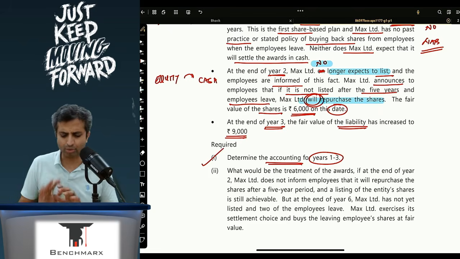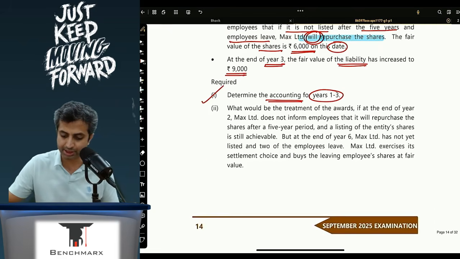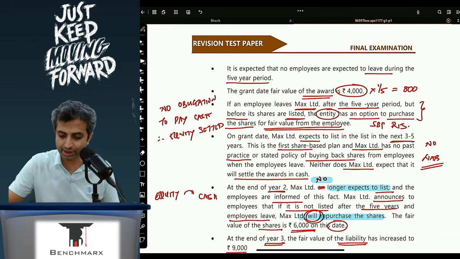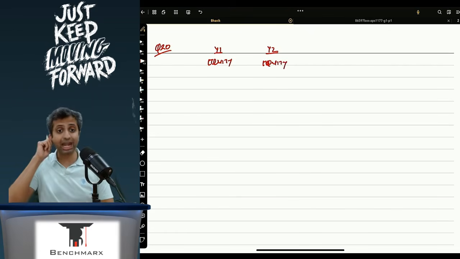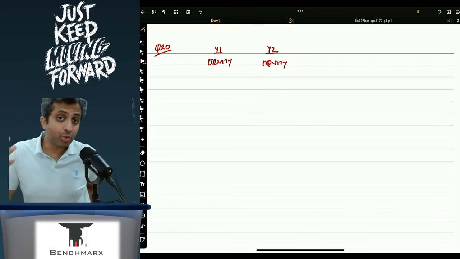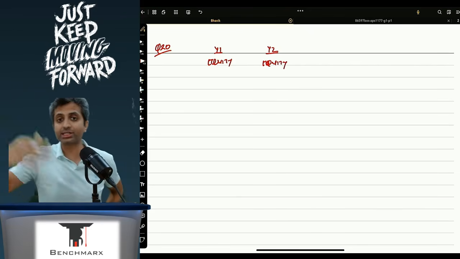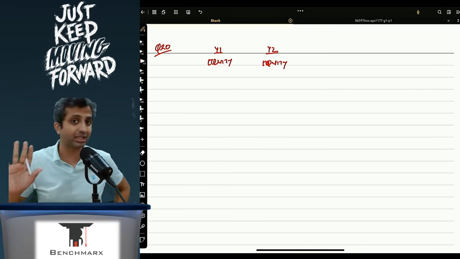Okay, we'll just focus on point 1. Point 2 we will discuss later. So when we do this case, I would say for question number 20, in year 1, I was entirely assuming that this plan is equity settled. In year 2 also I was entirely assuming this plan will be equity settled, but at the end of year 2 I'm converting it from an equity settled plan to a cash settled plan. That is happening at the end of year 2.